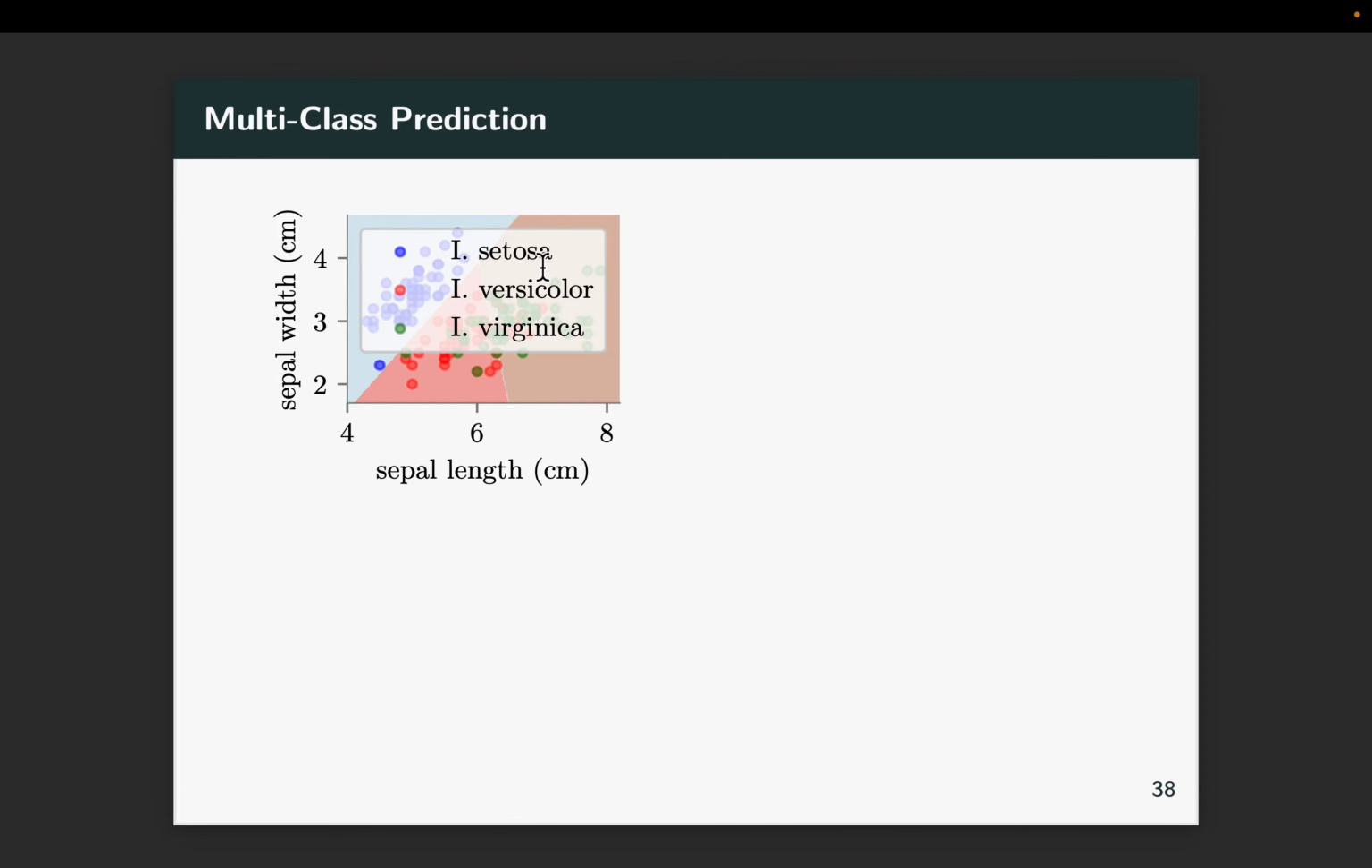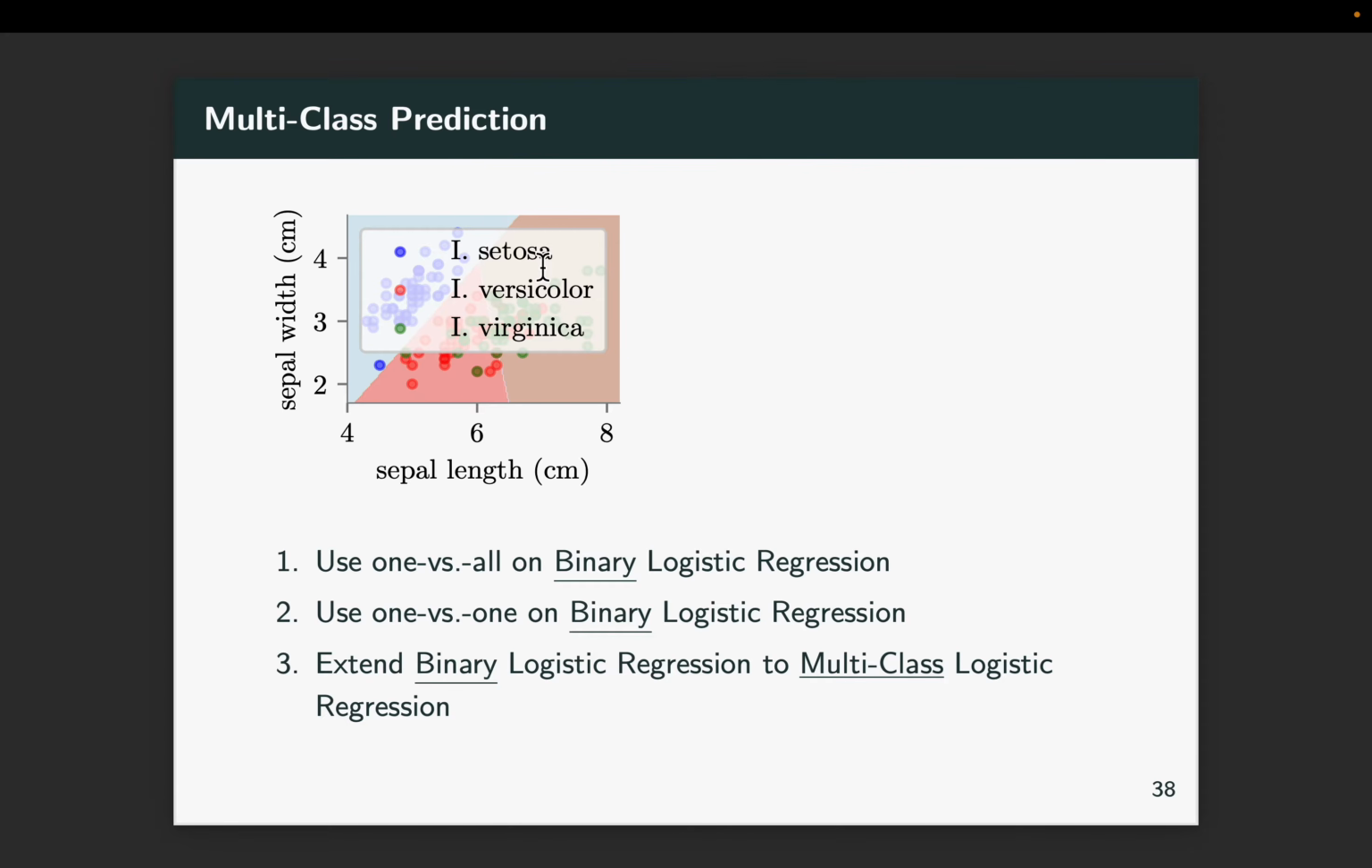Now we'll see why we may get this kind of a classifier and how to go about classifying multiple classes. You may be thinking that there are a few ways in which we can extend our existing models for binary classification to do multi-class classification. One such method is known as one versus all binary classification.